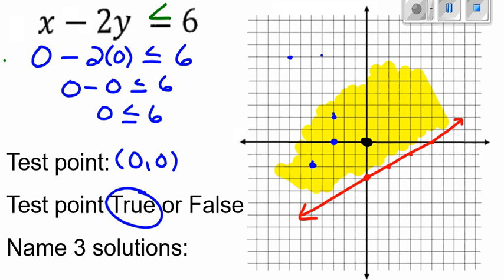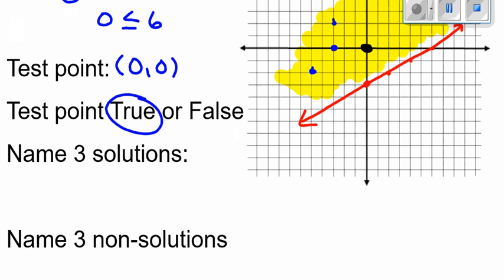All right, let's name 3 solutions. 3 solutions would be any 3 xy points that are in my shaded area. I already picked a couple here. That's negative 3, 0.